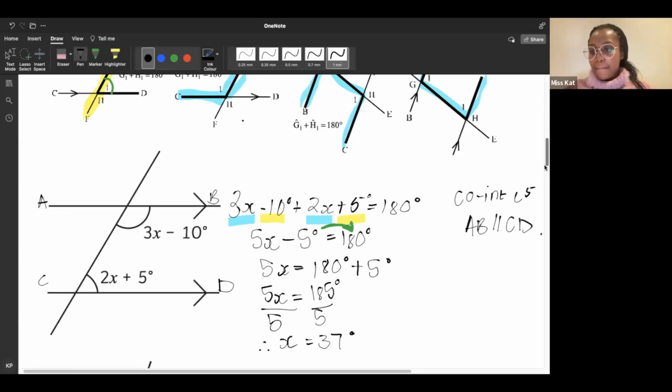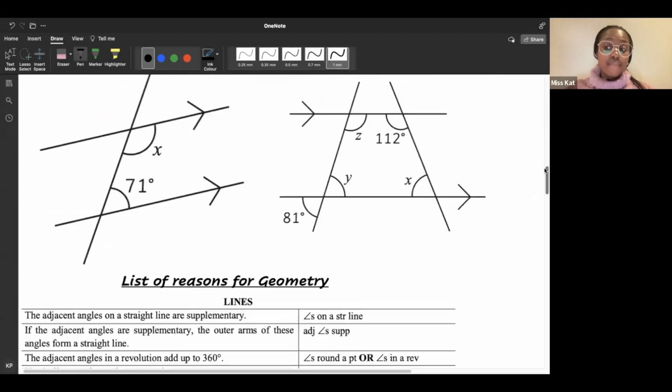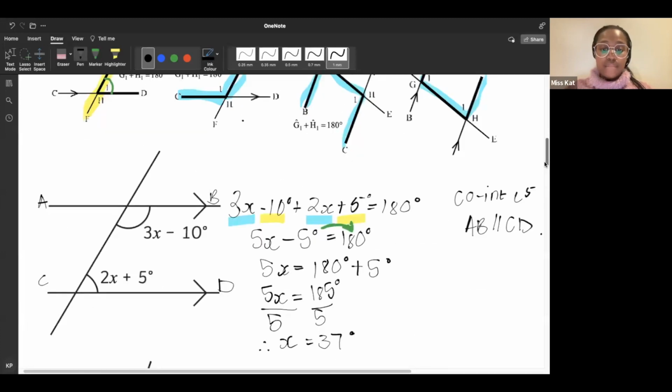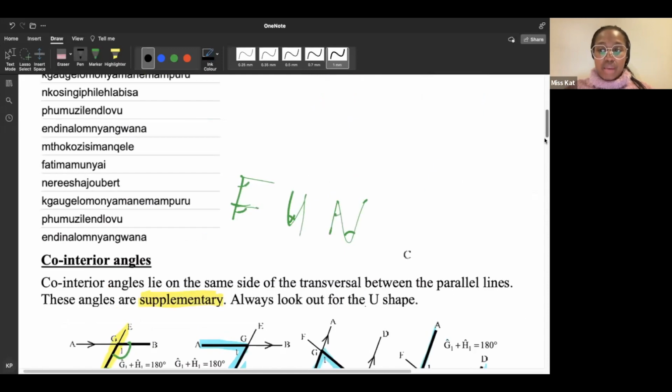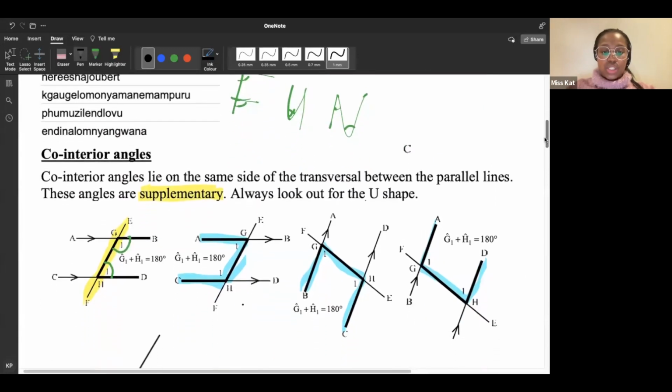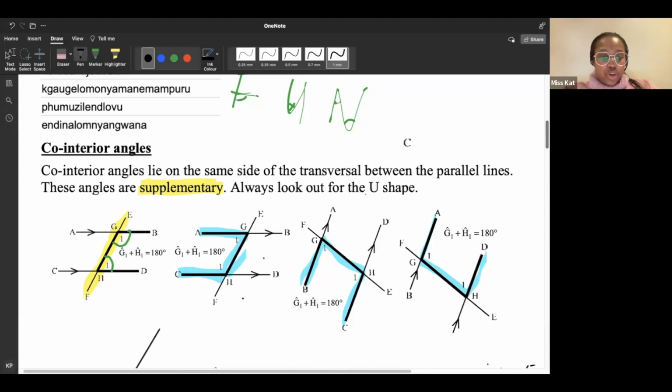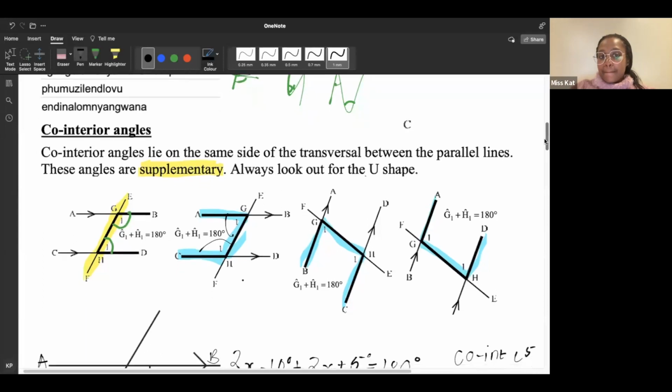I'm fine, ma'am. Ma'am, I got lost where you color coded 10 and 5. And how did you find the reason, ma'am? Yeah. The reason is up here. It's what we just did, right? Remember, Fatima, we said co-interior angles. So the angles that are in between there will add up to 180, right?